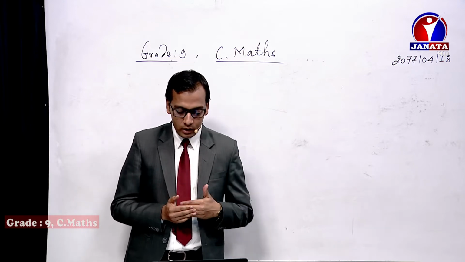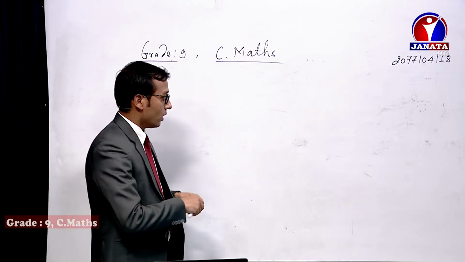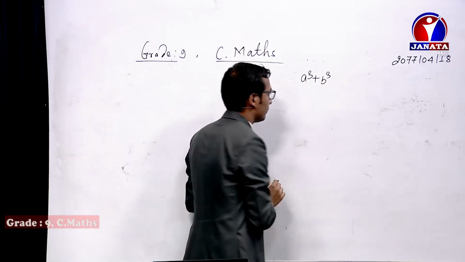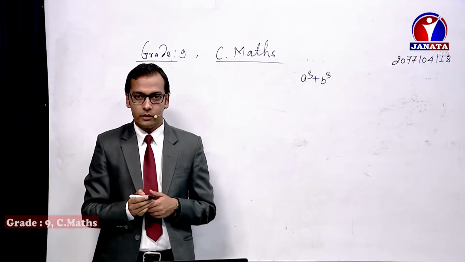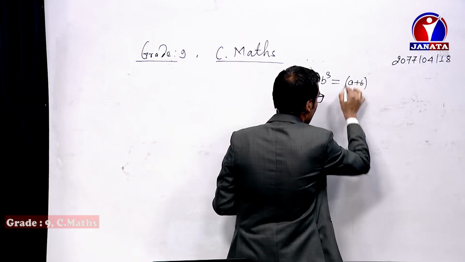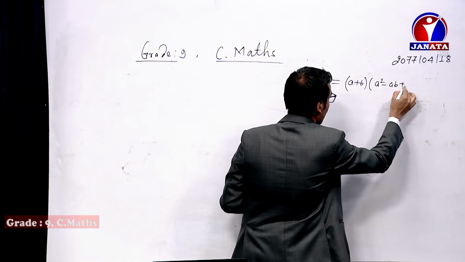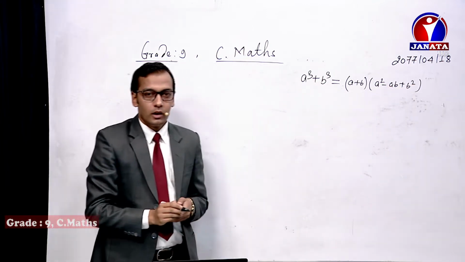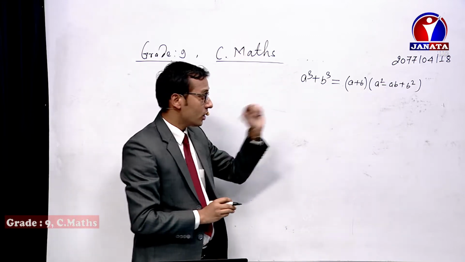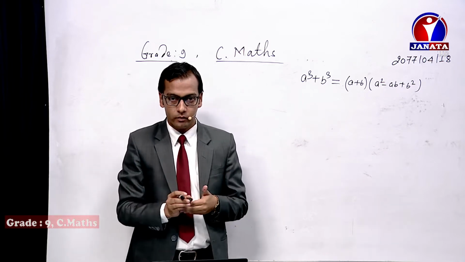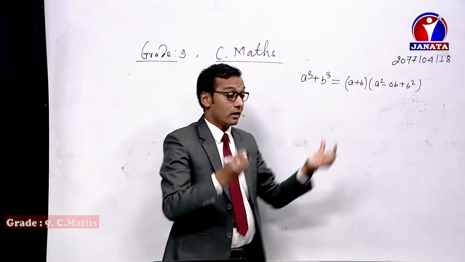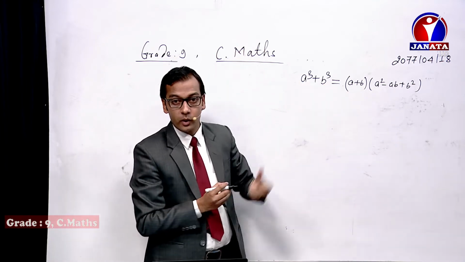So let me write some formulas here. A cube plus b cube. What are the factors of a cube plus b cube? Its factors are a plus b times a square minus ab plus b square. So these two are the factors of a cube plus b cube. When we multiply these two factors, we will get the expression a cube plus b cube.